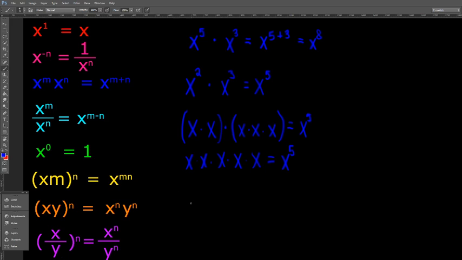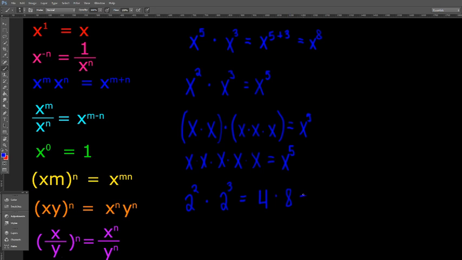So let's say that we've got 2 to the 2nd power multiplied by 2 to the 3rd power, just to prove that what we're doing, manipulating these variables, actually works with numbers as well, right? So what is 2 squared? Well, we know that is 4, and what is 2 to the third power? So 2 times 2 times 2, we know that's 8.